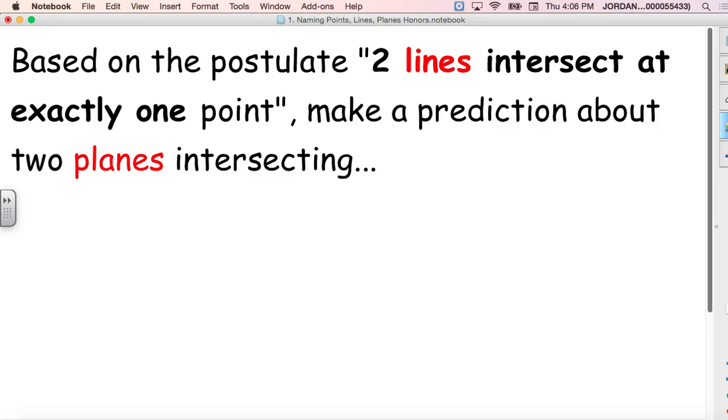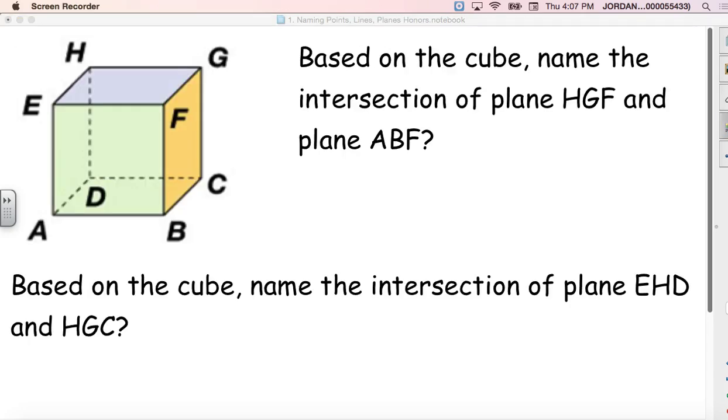Okay, so based on the postulate that two lines intersect at exactly one point, make a prediction about how two planes intersect. Okay, what do you think is going to happen when two planes intersect? So go ahead and think about that for a second. Pause the video, give it some thought. Okay, so keep that thought in mind about how the planes intersect, and we'll see what happens right here on this problem. So it says, based on the cube, name the intersection of plane HGF and plane ABF.